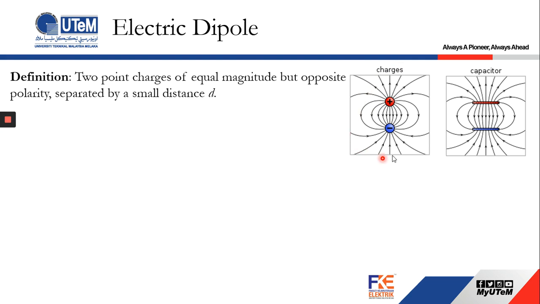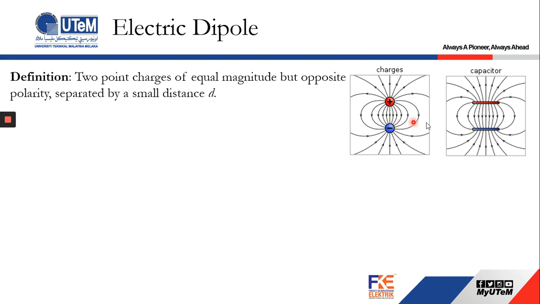So, we have the charges here. We have positive and negative charges with equal magnitude, and it's separated by a very short distance. So there are many types of dipoles that exist in the electromagnetic field. For now, we are going to focus on electrostatic fields.